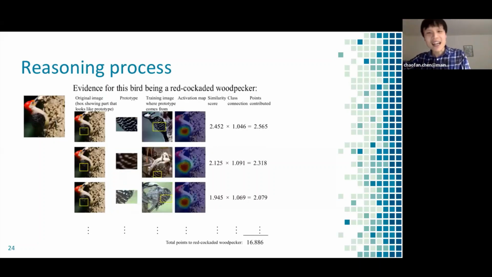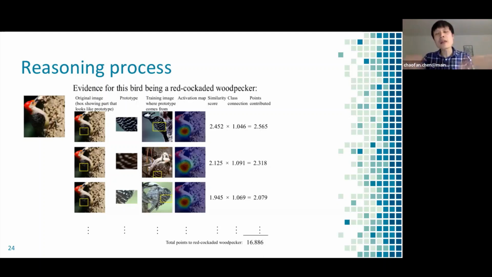So we can do that for another class, say a red-cockaded woodpecker. In this case, you can see that the network focuses on the wing part of this test image. It identifies that the wing of this test image is very similar to the wing of a red-cockaded woodpecker with quite a high similarity score. But the similarity is only limited to this wing part. It doesn't receive a lot of other similarity. So the total similarity score between this test image and the red-cockaded woodpecker class is only 16.886 points.